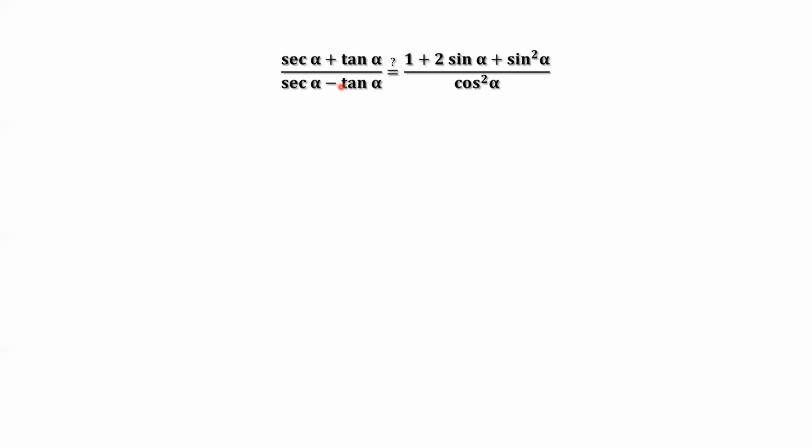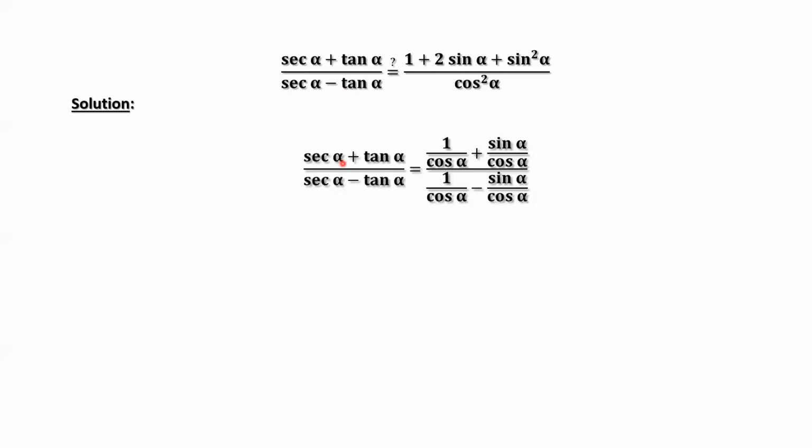Look at this example. We start from the left-hand side. We rewrite the left-hand side trig functions in terms of sine and cosine. By definition, secant equals 1 over cosine. Tangent equals sine over cosine. Secant equals 1 over cosine, minus tangent. Tangent equals sine over cosine.